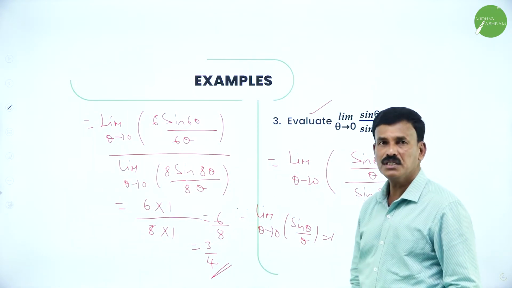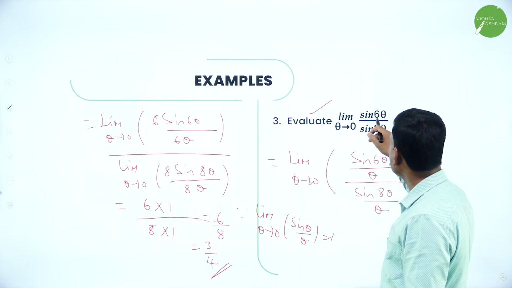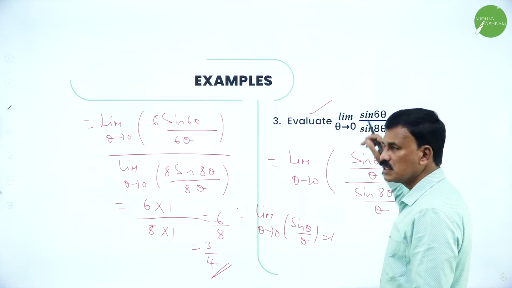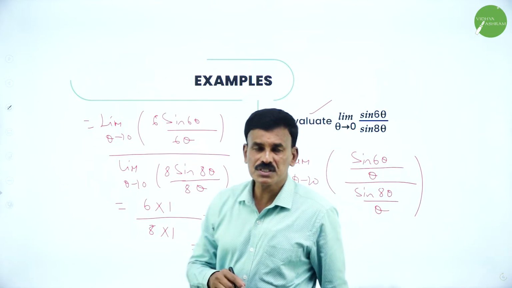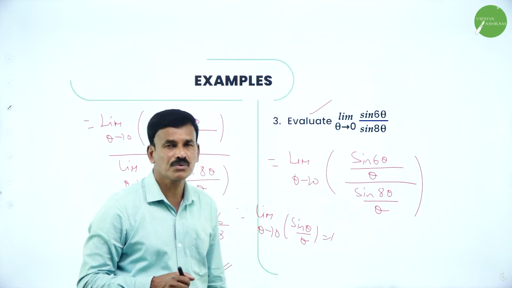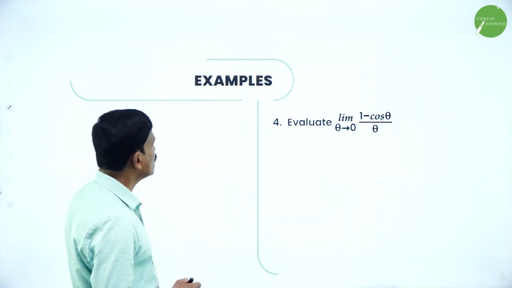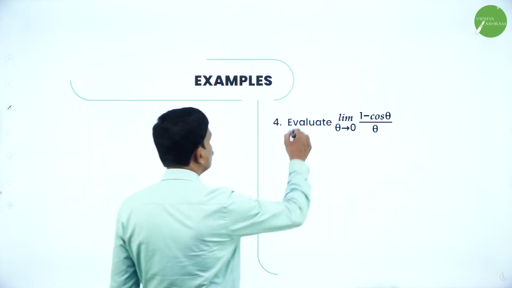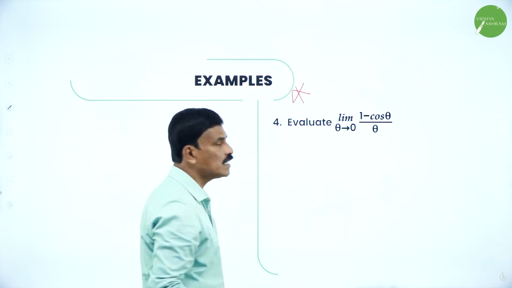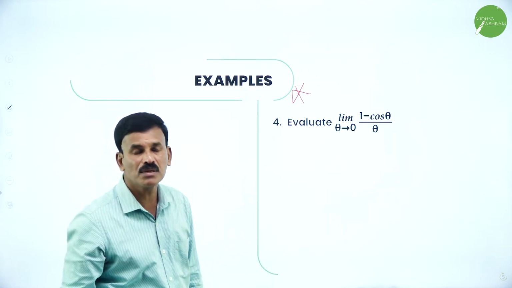That's it. Okay. Usually, whatever may be the value of theta here, you are going to get the same answer in this type of problems. Okay. Now let us come to the next problem. What is the next problem? This is also a very important problem. Evaluate limit theta tends to 0 of 1 minus cos theta by theta.